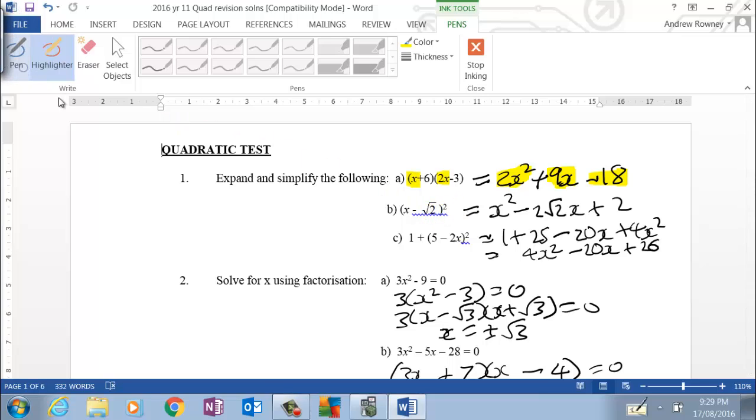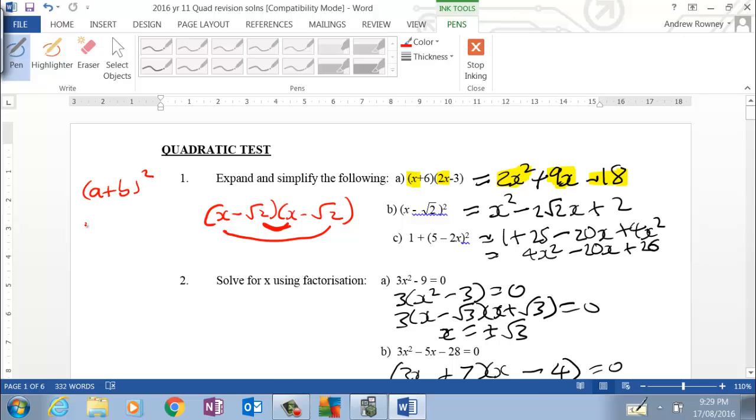This one you can actually, because it's a squared factor, you really got x take root 2 multiplied by x take root 2. If you FOIL that, you'll get this. Notice the outers and inners is double the product of the two terms. So you could use the shorthand way of doing it, which is perfect square. A plus b squared is equal to a squared plus 2ab, double the product of the two terms, plus b squared. Or you could use the FOIL system with the two brackets.